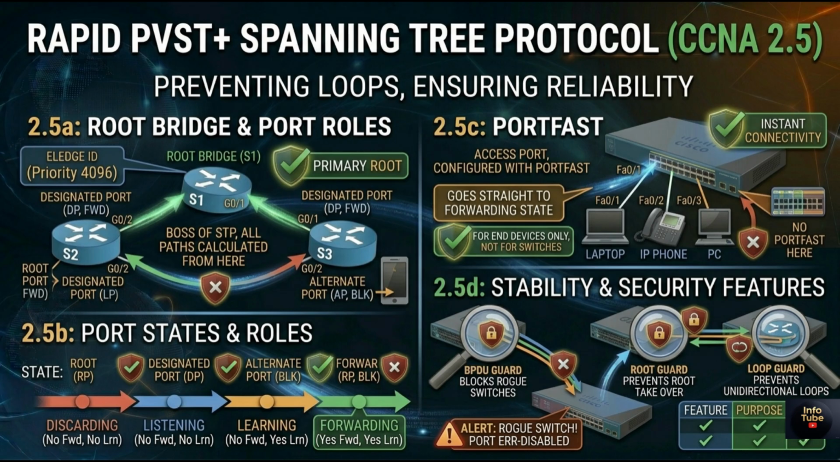2.5c and 2.5d. Stability and security features. PortFast. We use this on ports connected to PCs or printers. It tells the port to skip the learning phase and go straight to forwarding, so the user gets a connection immediately. BPDU Guard. This is a safety lock. If someone plugs a rogue switch into a PortFast port, BPDU Guard will immediately shut that port down to protect the network. Root Guard and Loop Guard.